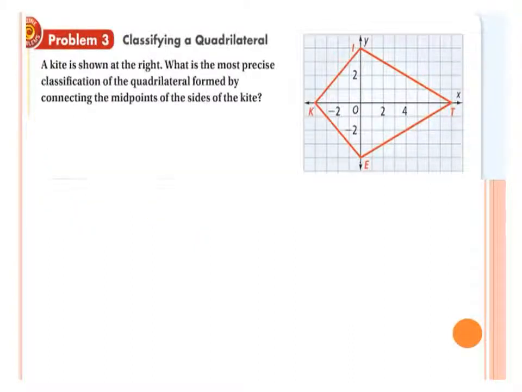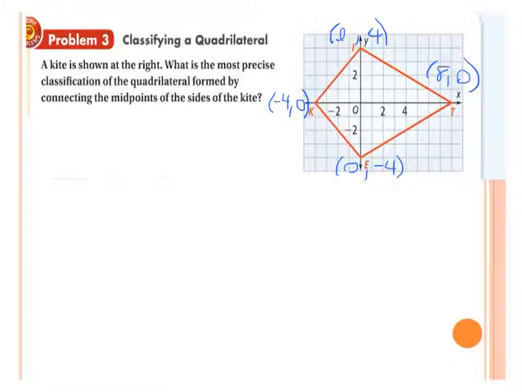Okay, problem number 3. In this one, it says, what is the most precise classification of the quadrilateral formed by connecting the midpoints of the sides? I think the best thing to do first is find all of our coordinates. At E, x is 0 and y is negative 4. At K, x is negative 4 and y is 0. At Y, x is 0 and our y value is 4. And at X, x is 8 and our y value is 0.